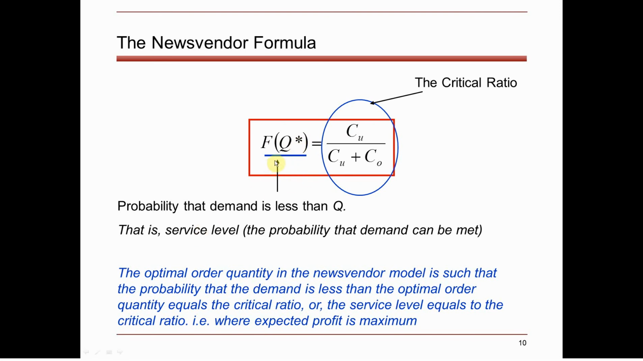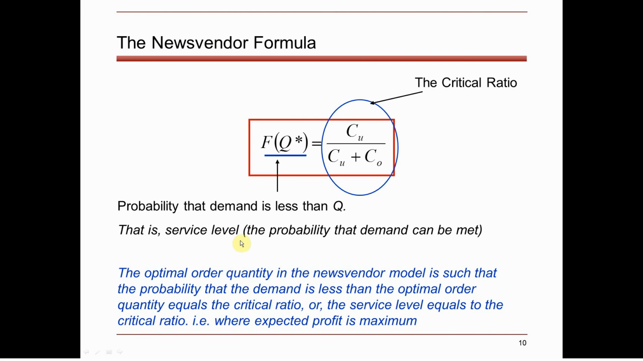Now, we often call this probability that demand is less than Q the service level. In other words, it's the probability that demand can be met, or how likely it is that the demand can be met. So the service level is the same thing as the probability that the demand is less than Q. Service level, probability demand less than Q, same thing. So if we know that the service level is supposed to be equal to the critical ratio, because that's the place where the expected underage and the expected overage losses balance out per unit, then that is going to be the place that determines how many we should order.